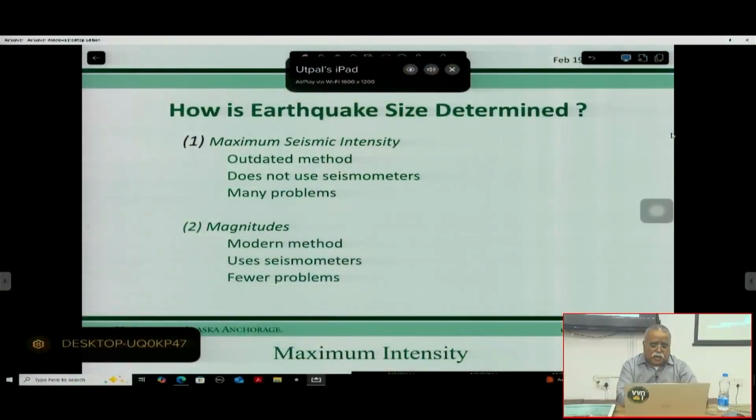The next part is the magnitude estimation. Magnitude estimation is a relatively modern method compared to the intensity, and we use seismometers. We will not say that it has no problem at all. It has problems, but the number of problems is much less than that of the intensity scale. Okay.